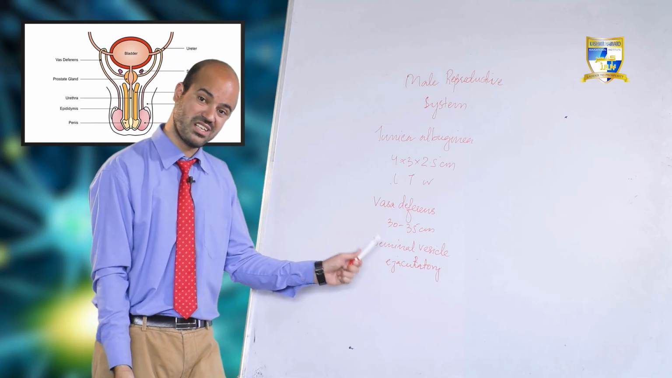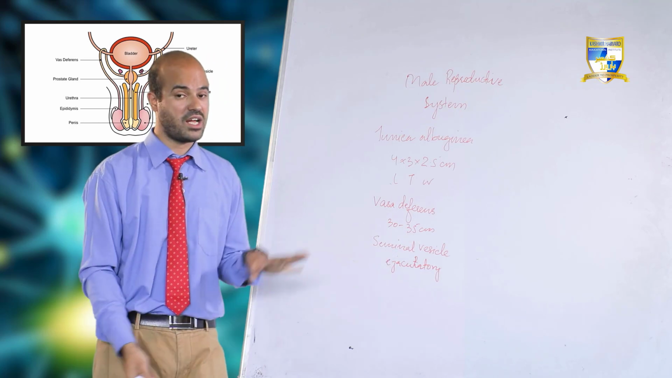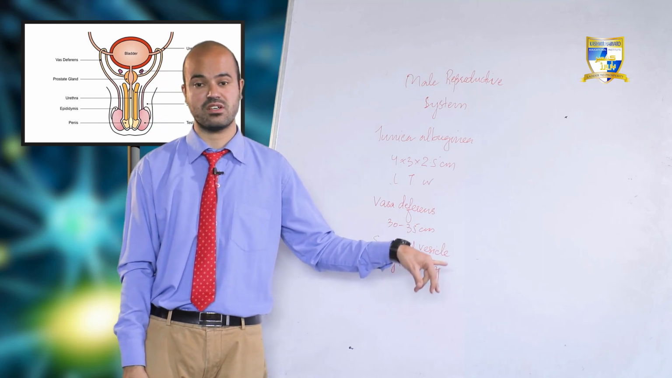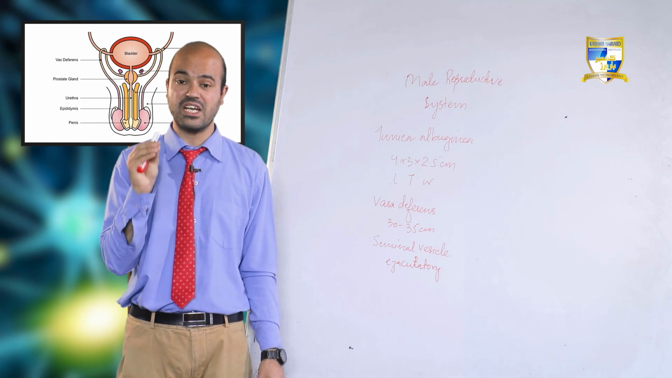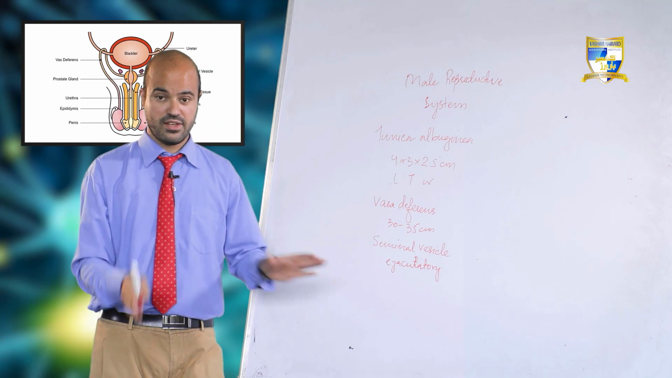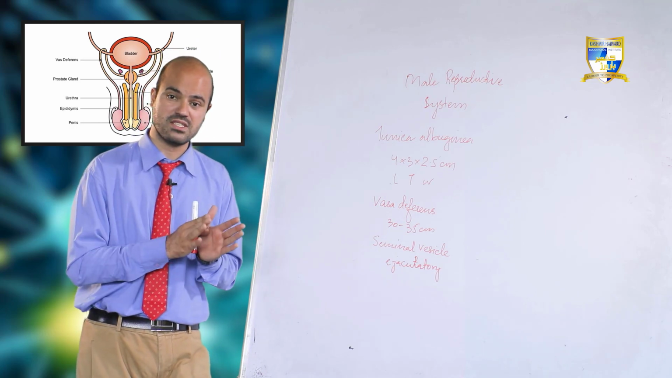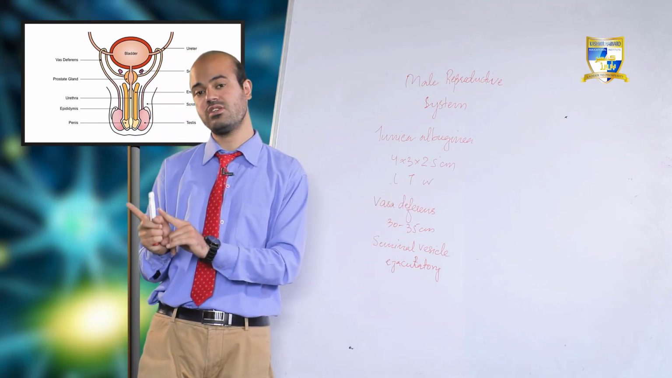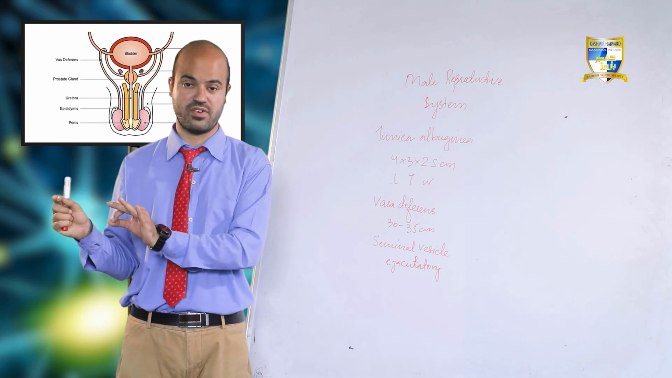But here it is clear that when it receives the duct from the seminal vesicles, that means the addition of the secretion of the seminal vesicles is taking place at which part of the male reproductive system? It is the vas deferens. That means the secretion of the seminal vesicles is added to sperm cells at the vas deferens, because the duct of the seminal vesicles joins the male reproductive system at the vas deferens.